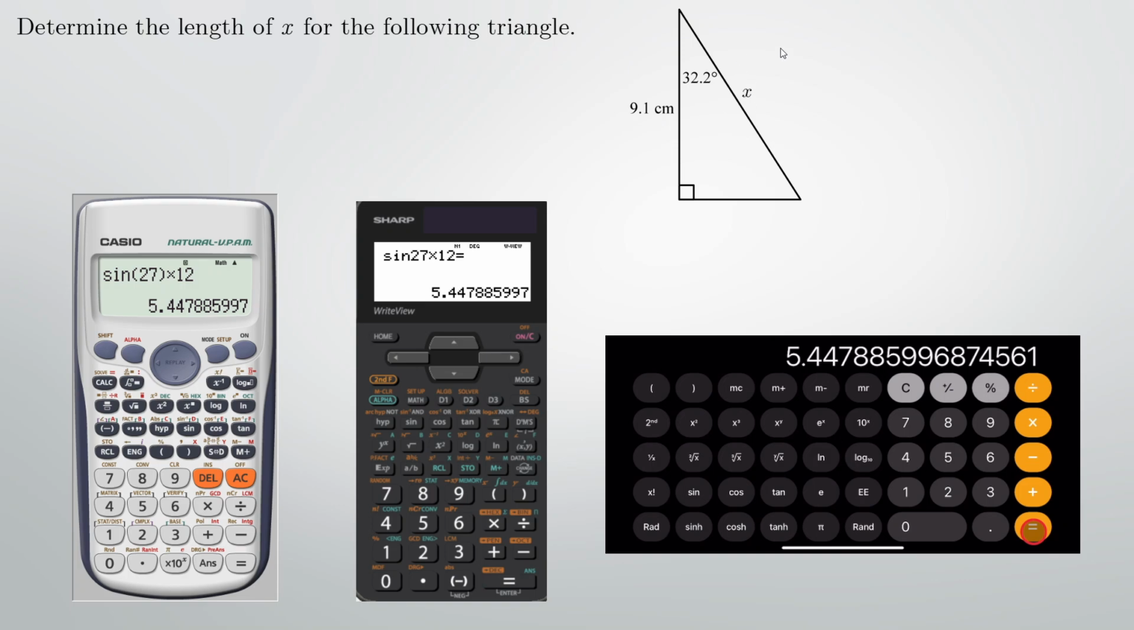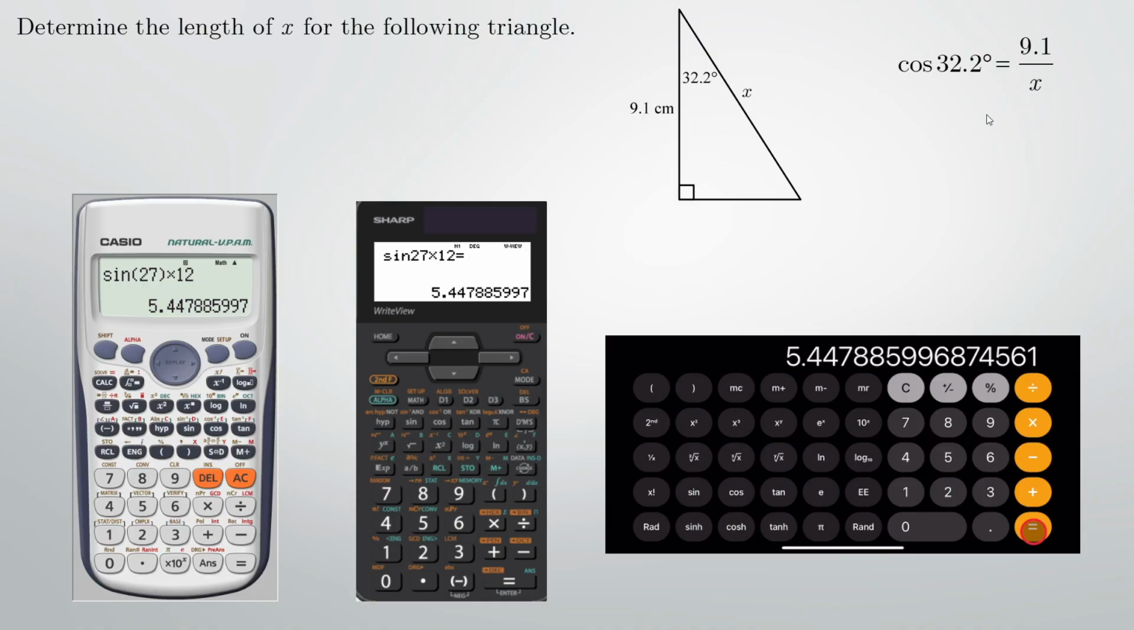So we'll use what we're given here and set up a trig equation. Now, which ratio are we going to use? Sine, cosine, or tan? Well, if we're dealing with the adjacent side and the hypotenuse, that would be the cosine ratio. Specifically, we'd have the cosine of 32.2 degrees equals 9.1 over x. That is the adjacent over the hypotenuse. And we'll take the exact same approach that we did in the previous example.